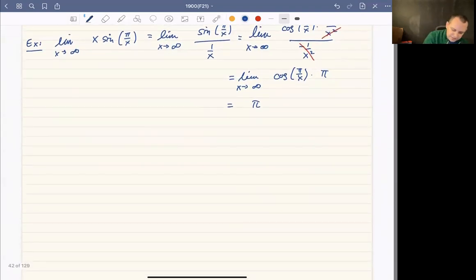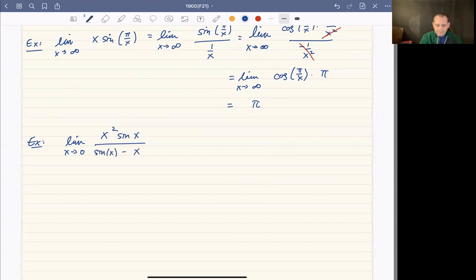A few more examples here. Let's look at the limit as x approaches 0 of x squared sine of x over sine of x minus x. And this is 0 over 0. And so L'Hopital's rule applies. And let's see what happens.